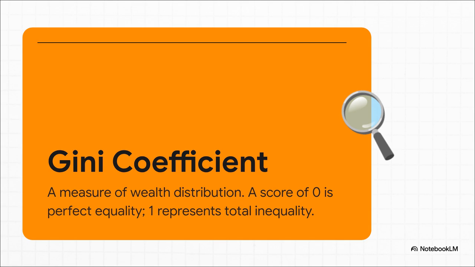The main tool economists use for this is called the Gini coefficient. Now, it sounds complicated, but the idea is super simple. It's just a score from 0 to 1. 0 means perfect equality. Everybody has the exact same amount. 1 means total inequality. One person has absolutely everything. It's a neat way to get a snapshot of how wealth is spread out.